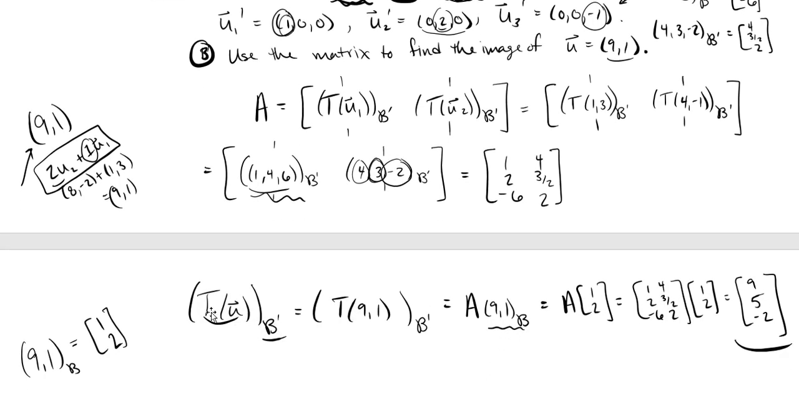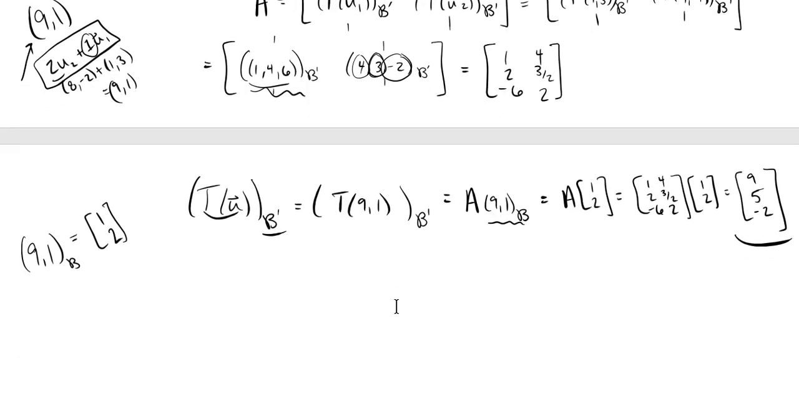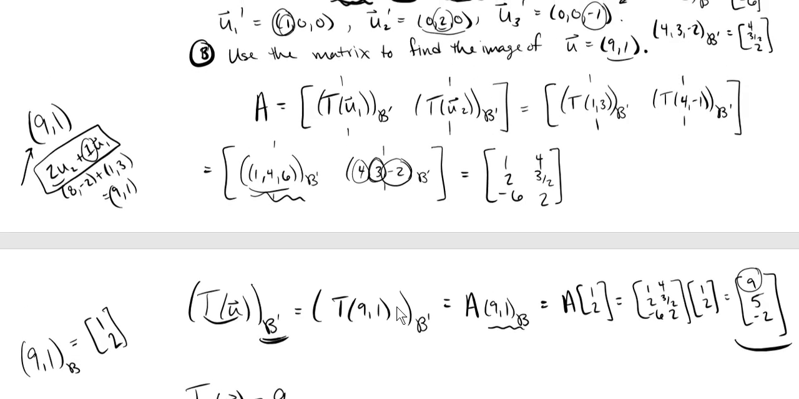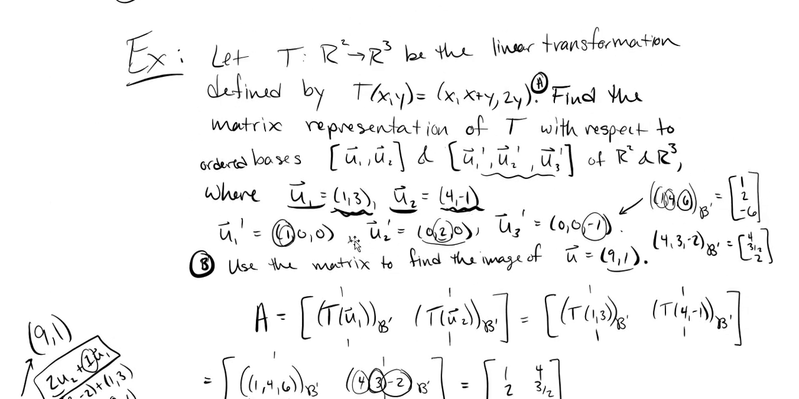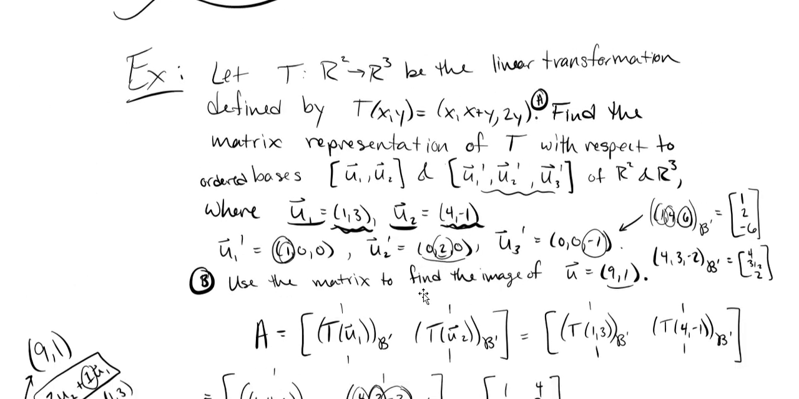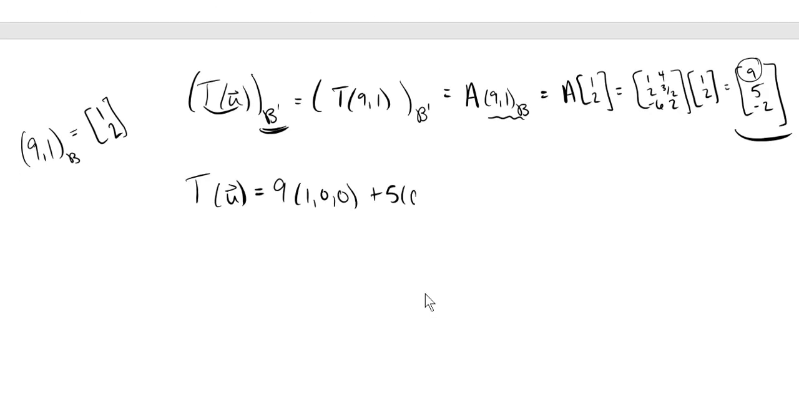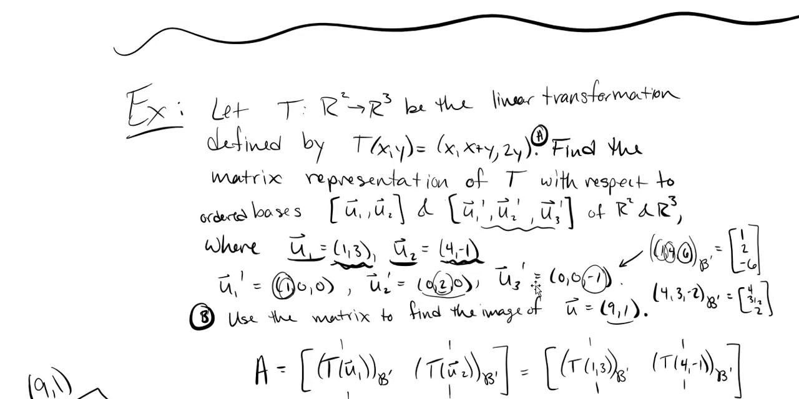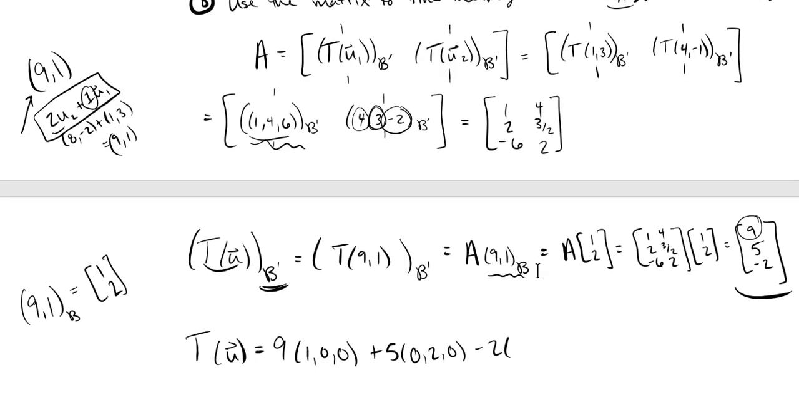Well, we were told to find the coordinates relative to B prime. We actually want to know what T of U is, but this is easy now since we know the basis vectors of B prime. T of U has 9 copies of the first basis vector of B prime, 1, 0, 0, plus 5 copies of the second basis vector of B prime, 0, 2, 0, minus 2 copies of that last vector, 0, 0, -1.